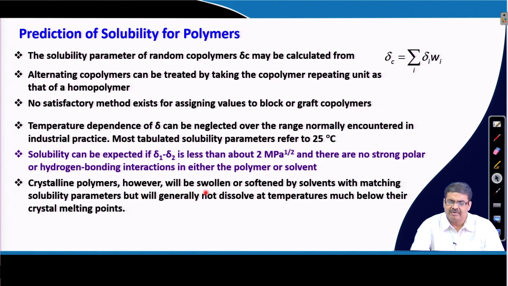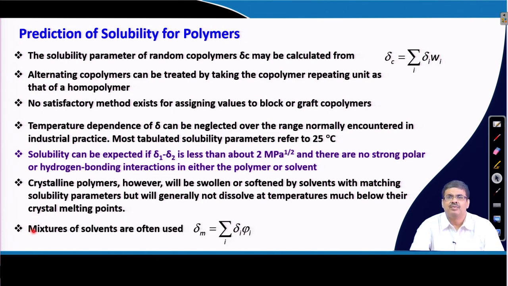Crystalline polymers, however, will be swollen and softened by a solvent with matching solubility parameter, but will generally not dissolve at temperatures much below their crystal melting point, and that is the reason polyethylene is dissolved in solvent at higher temperature, like at 80 degree and so on, where the temperature is close to the melting point of the polymer.